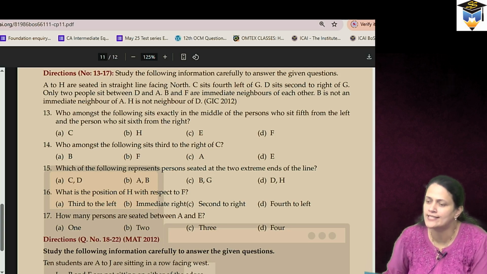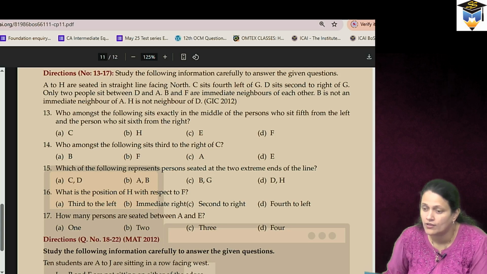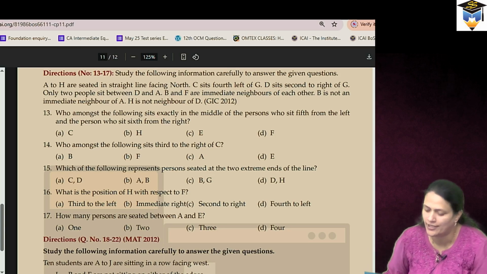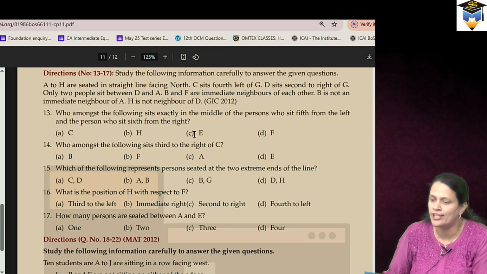Who amongst the following sits exactly in the middle of the person who sits fifth from the left and the person who sits sixth from the right? So fifth from the left: 1, 2, 3, 4. Who sits fifth? F sits fifth from the left. Okay, sixth from the right, that is correct. So the answer for question number 13 is option D, F.